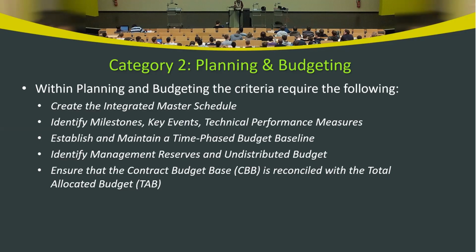Second is about identifying milestones, key events, technical performance measures. This step includes defining critical points in the project timeline, such as key events and milestones, as well as establishing technical performance measures. These elements are essential for tracking the project's progress and ensuring that it meets its technical and temporal activities.